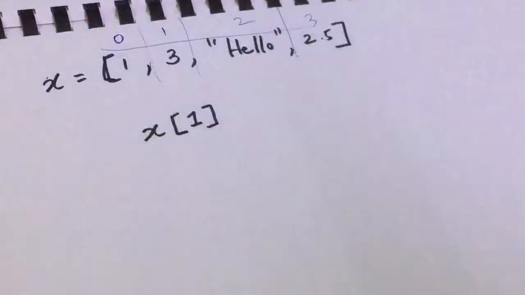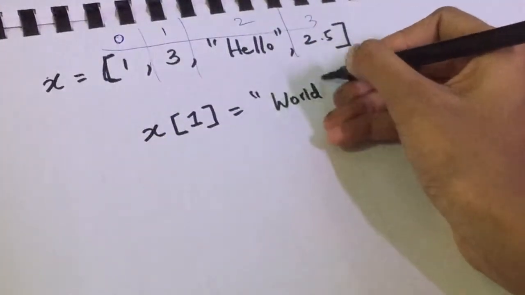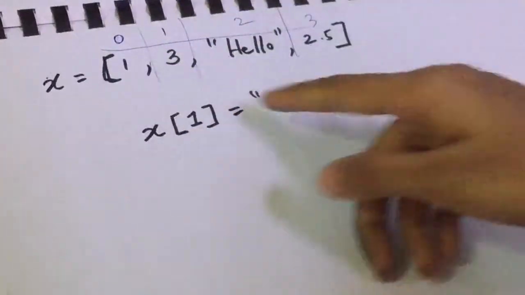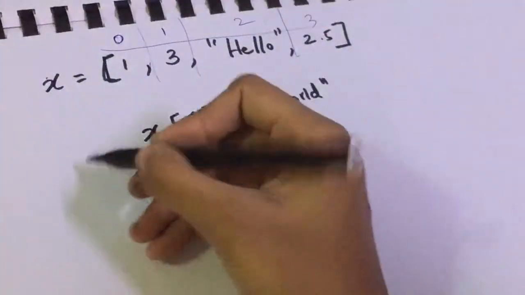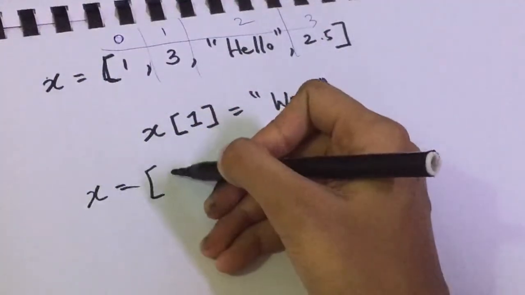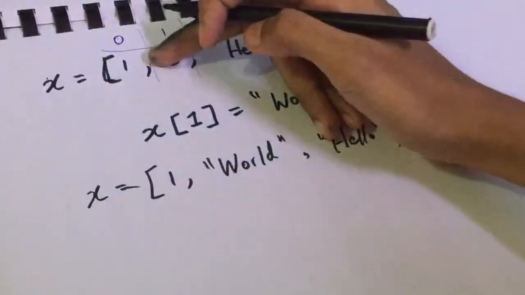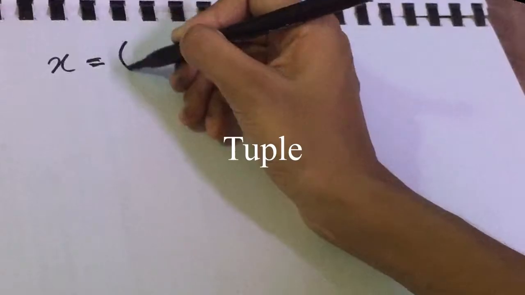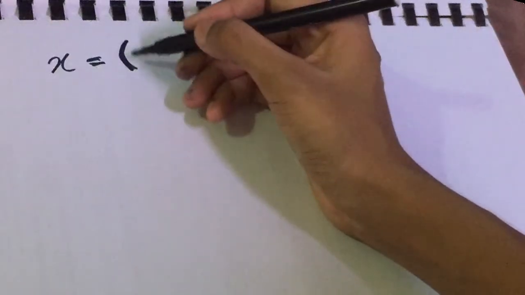You have accessed this position, world. So after this statement, the value of 1 will have world. So you can write it again how the new list will look like. Only this 3 will get changed to world after this statement.